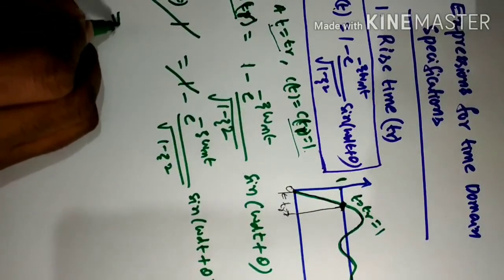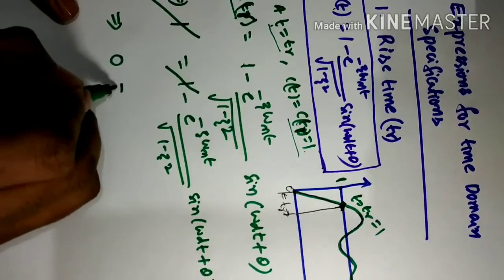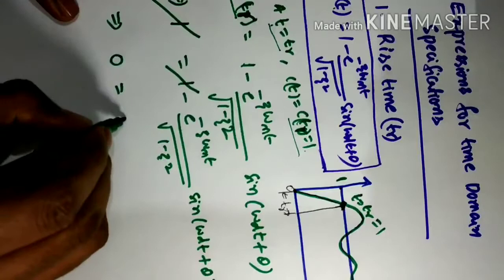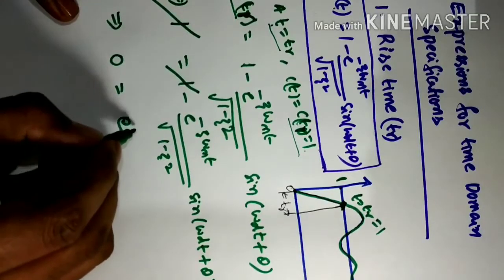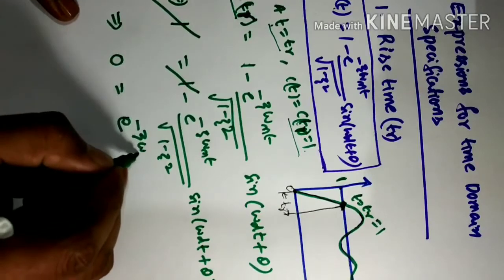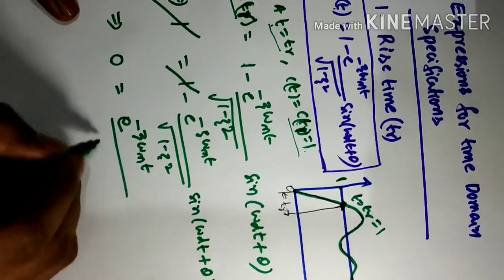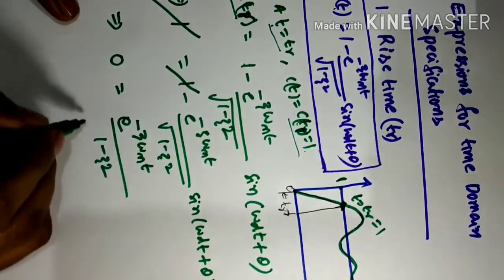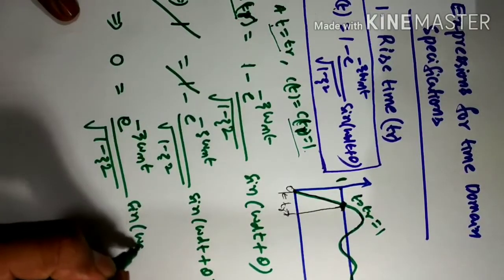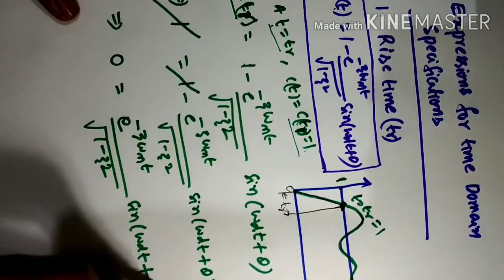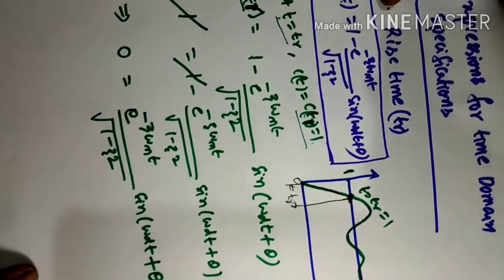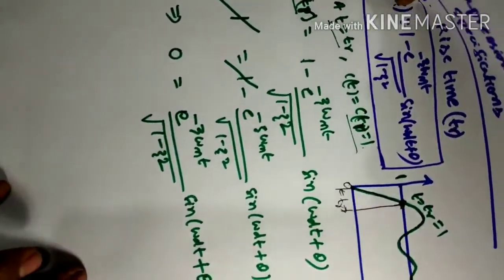So what is left? It is 0. So even a minus also you can send this side, so that becomes plus. So e raised to minus zeta omega n t by square root of 1 minus zeta square, sine omega d t plus theta, right? This is the equation you have left.